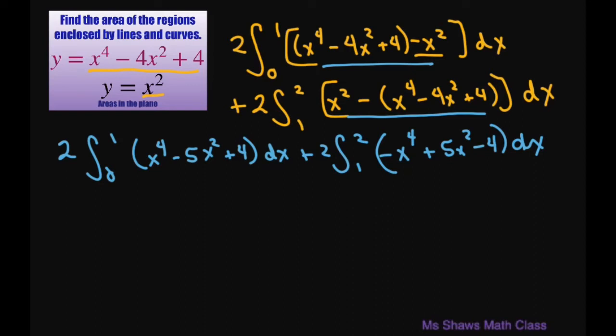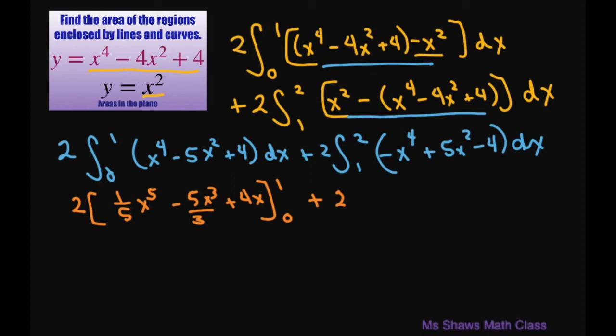So for this first piece, we're going to get 2 times 1/5 x to the power of 5 minus 5x cubed divided by 3, plus 4x, and we're going from 0 to 1, plus 2 times negative 1/5 x to the power of 5. It's the same thing we got before, but the signs are different. 5 divided by 3, x cubed, minus 4x, and now we're going from 1 to 2.